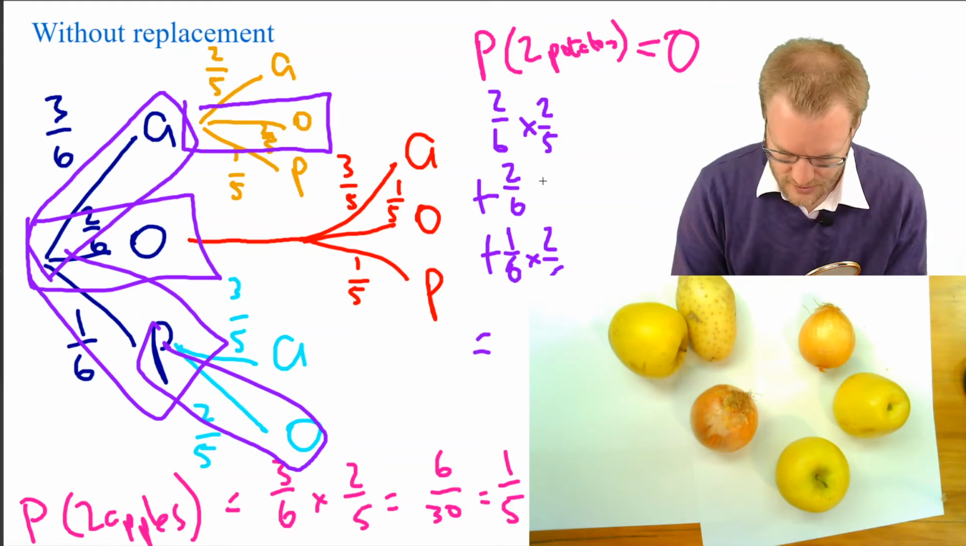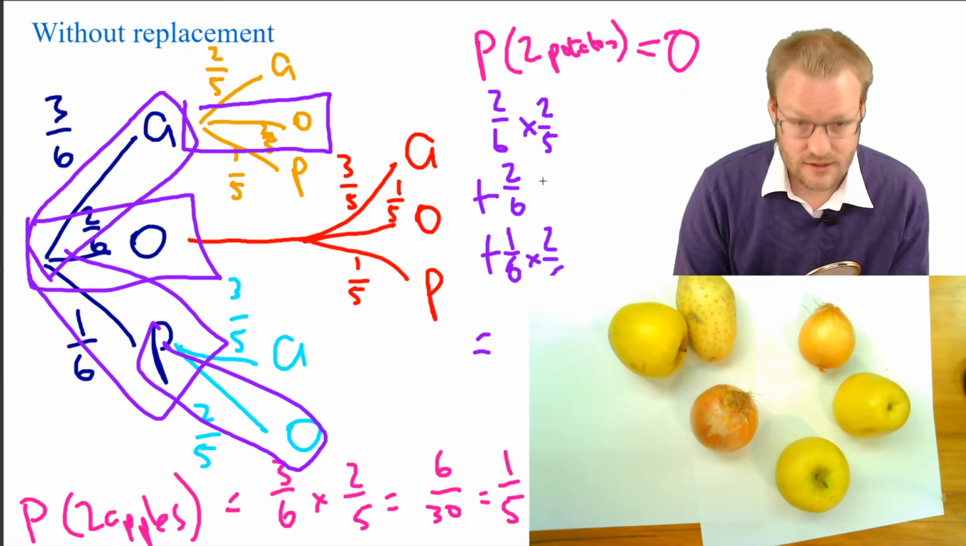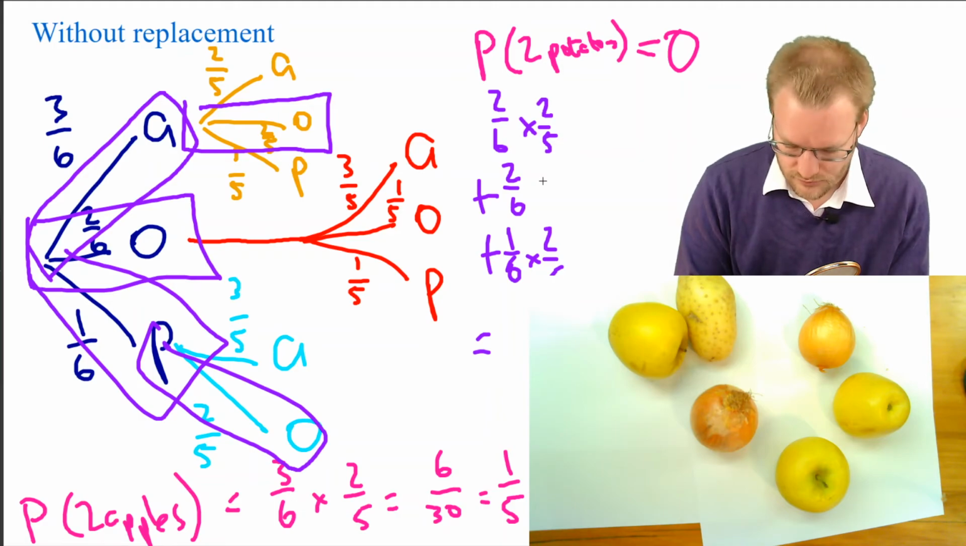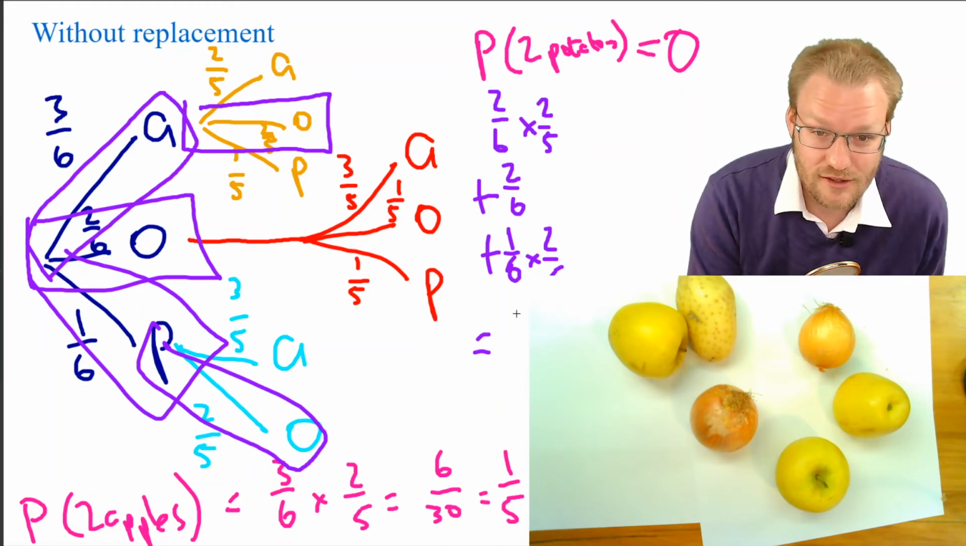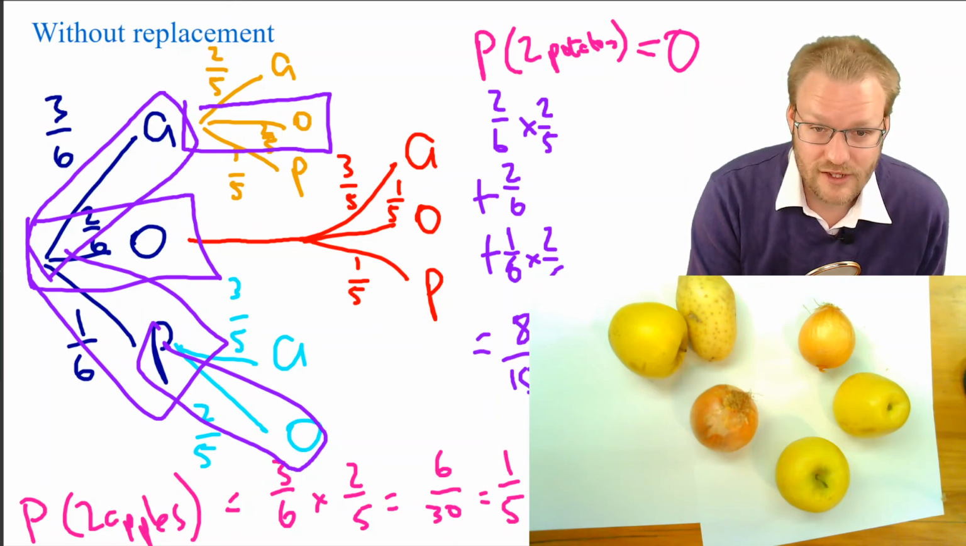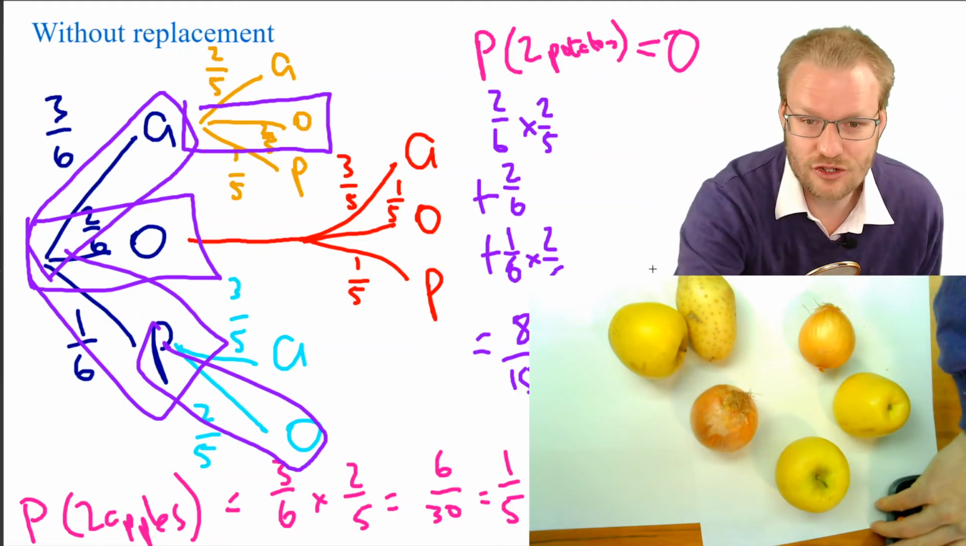2 over 6 times 2 over 5 plus 2 over 6 plus 1 over 6 times 2 over 5. I think I might be quicker not on the calculator. 8 over 15. So it's more than half a chance that you're going to pick out 2 onions.